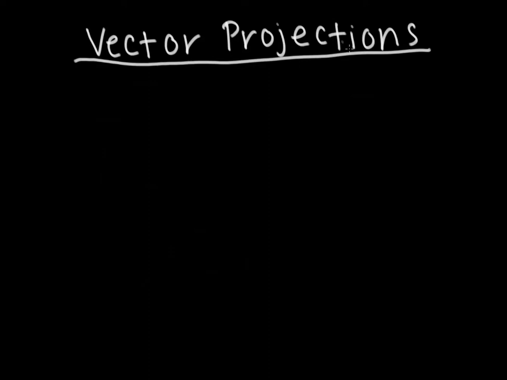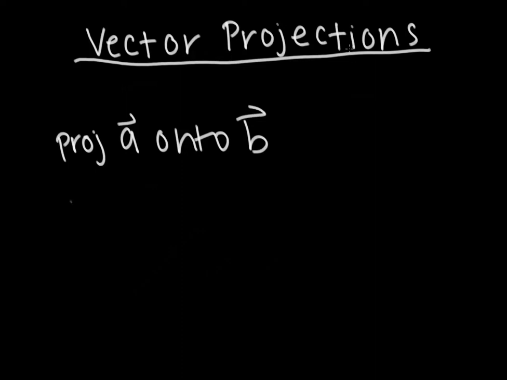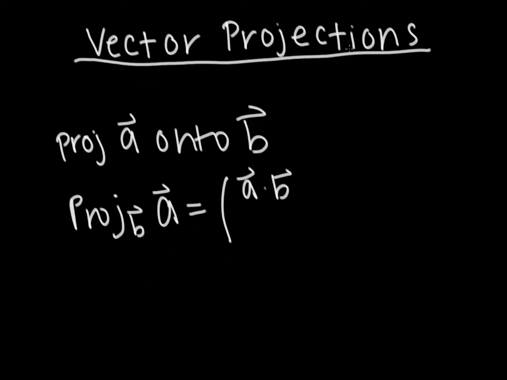So the formula is the projection of A onto vector B would be the dot product of vector A times B over the magnitude of vector B squared, and then multiplied by vector B. So using this formula, you can find the projection of one vector onto another.